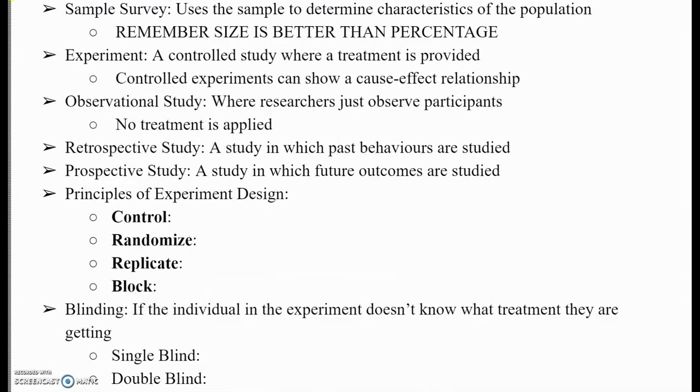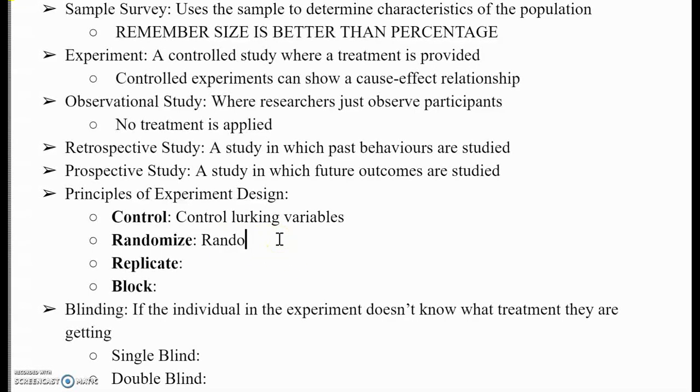Four things are key in the principle of experimental design. We have control, randomize, replicate, and block. So for control, what does it mean by control? It just means to control lurking variables. As I mentioned in the last video, lurking variables are variables that are not directly part of the experiment or simulation, but could have an impact on the outcome.